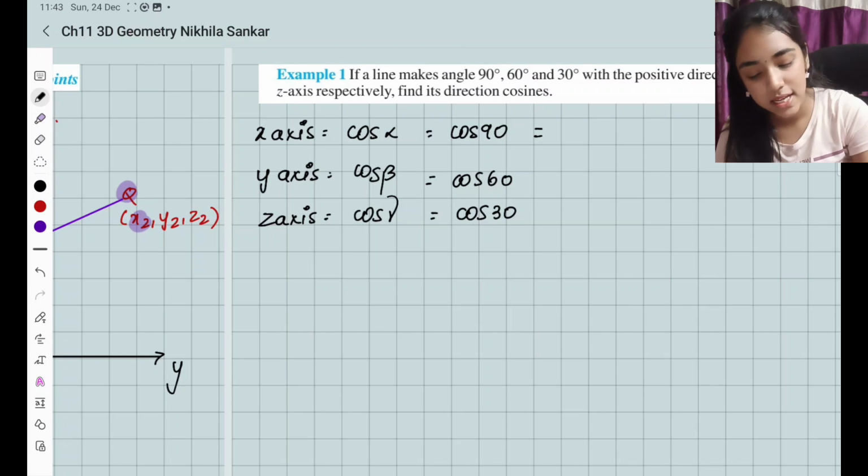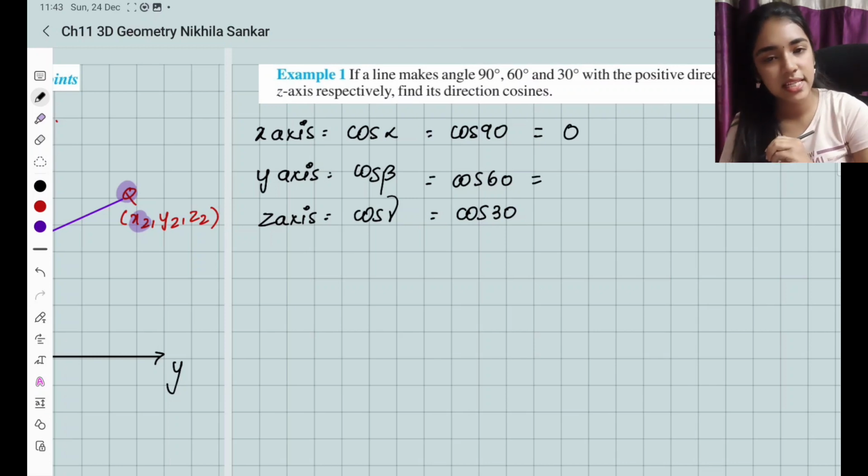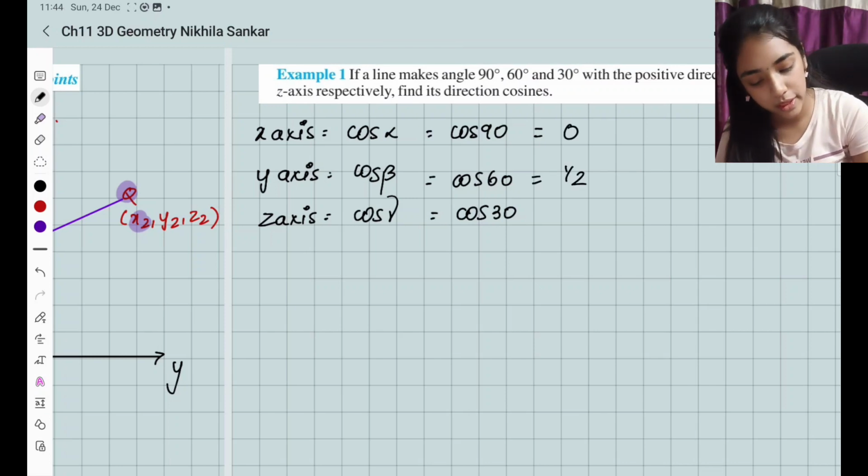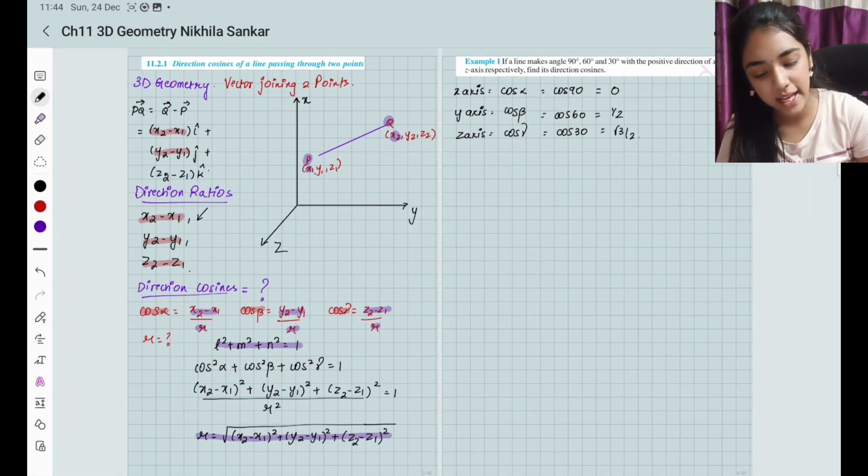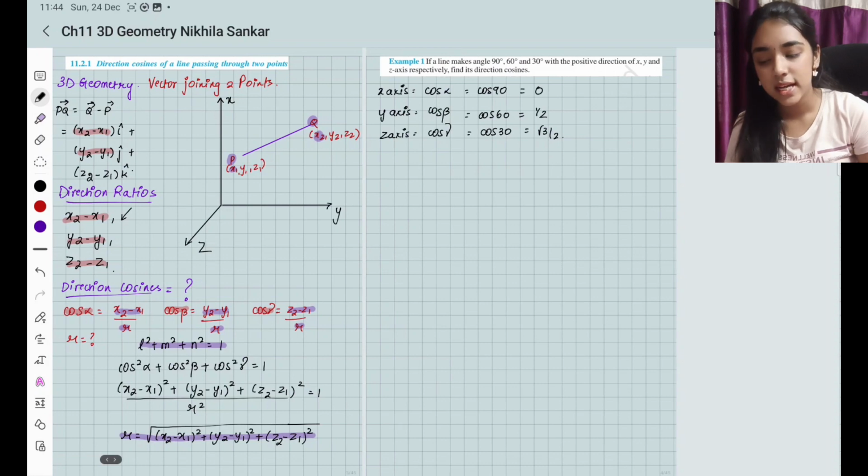cos 90 is going to be 0, cos 60 is going to be 1 by 2. Then cos 30 is going to be root 3 divided by 2. So these are the angles, direction cosines. Okay, இது பேர் என்ன, direction cosine. Okay, please copy.